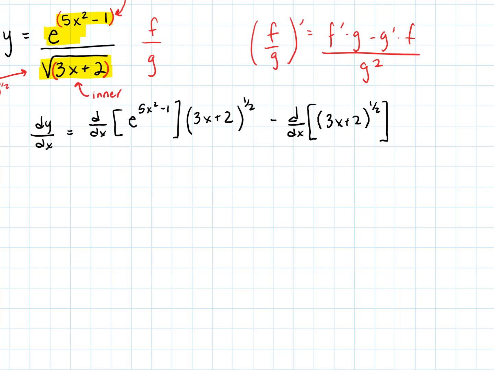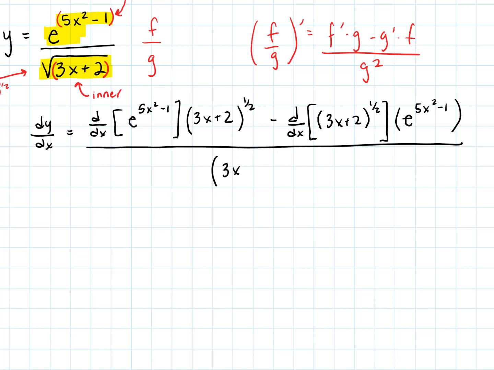So the numerator here, e to the 5x squared minus 1. And this is all going to be over the denominator, 3x plus 2 to the 1/2, or the square root of 3x plus 2, squared. Okay? So that was our application of the quotient rule. When we took that derivative, because it was a quotient, we had to apply the quotient rule. So there's our application of that.